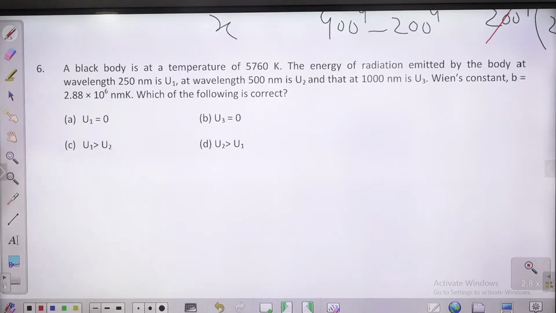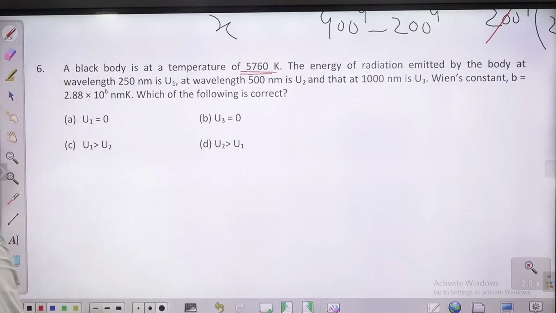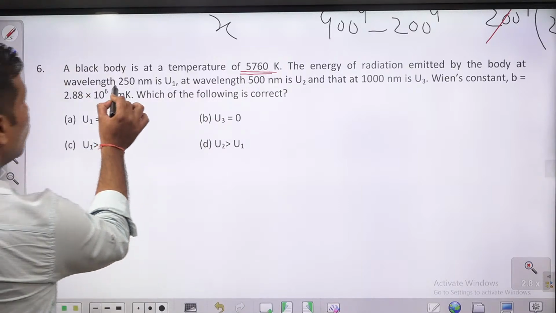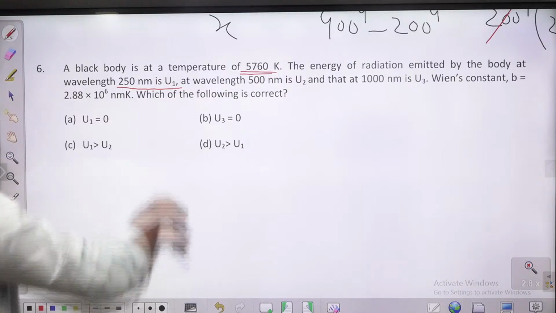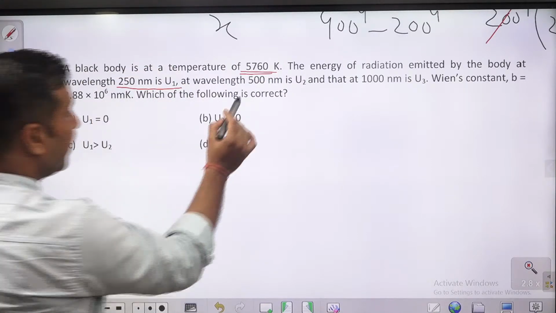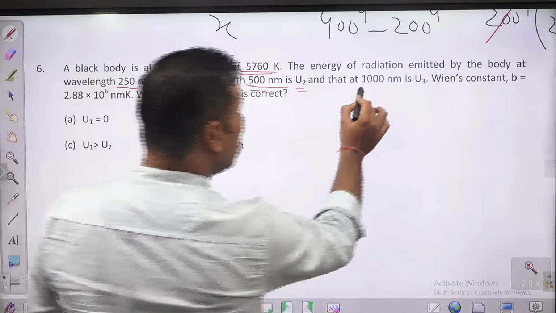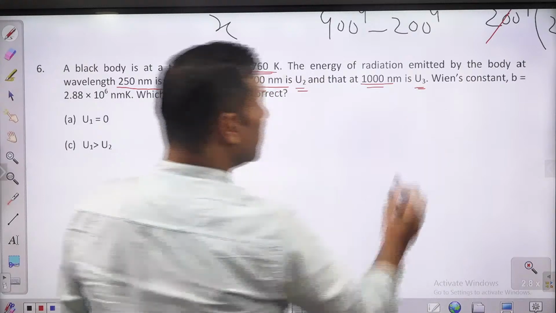So a black body, there is a black body at a temperature this. एक black body है इस particular temperature पे 5760. The energy radiation emitted by the body at wavelength 250 nanometer is U1. 250 nanometer पे the energy emitted is U1. At 500 nanometer, the energy emitted is U2. At 1000 nanometer, the energy emitted is U3.